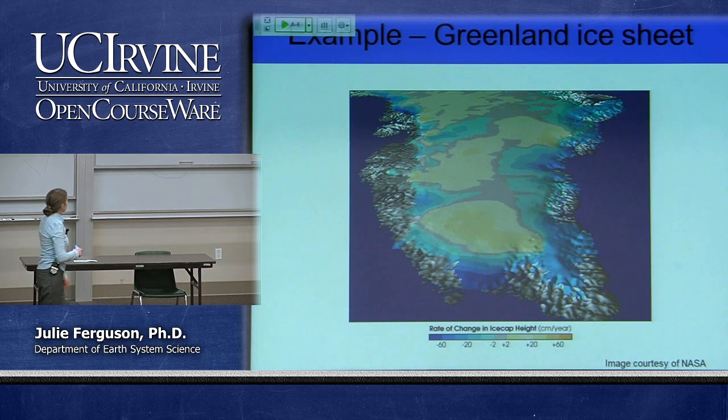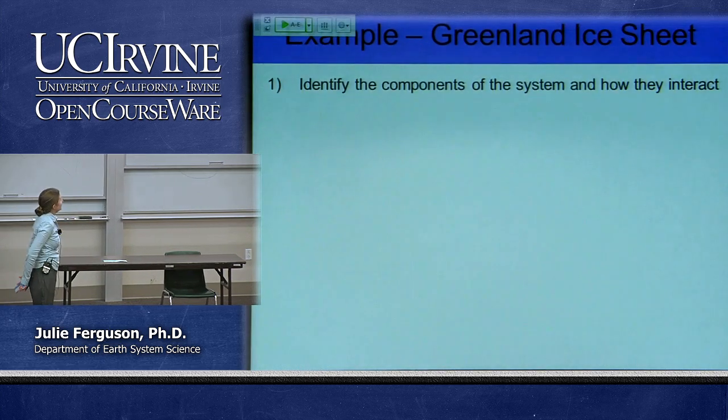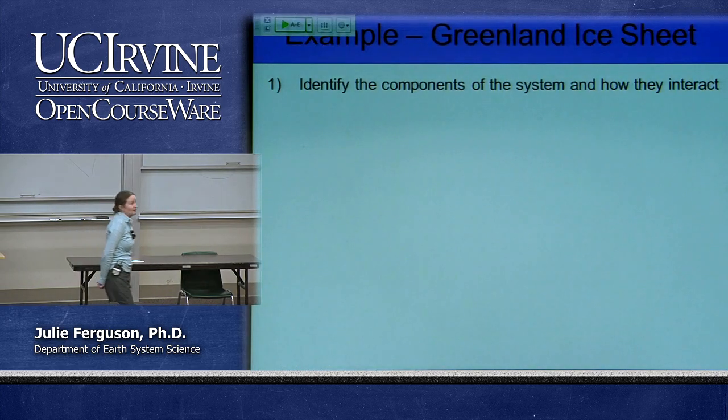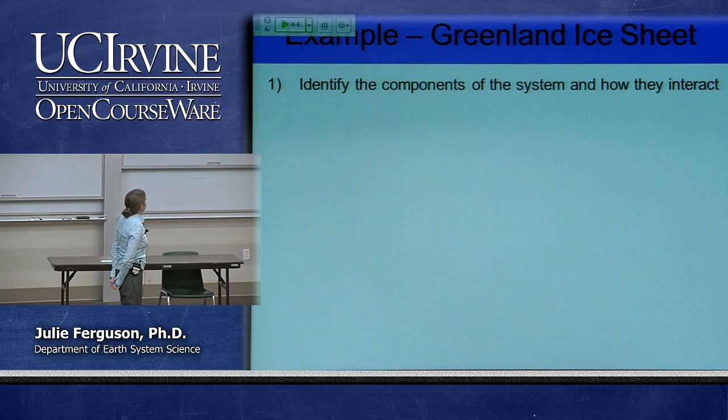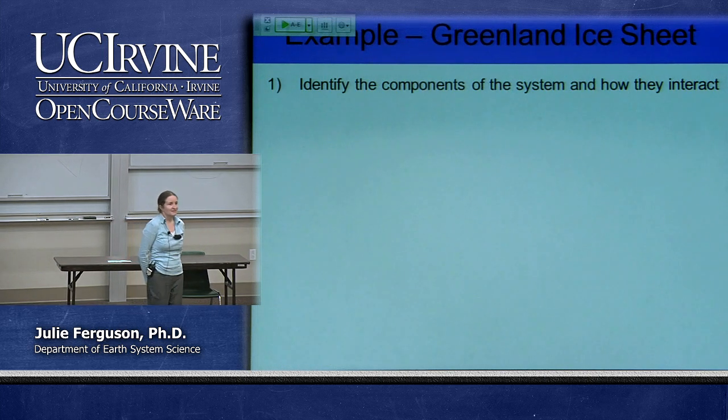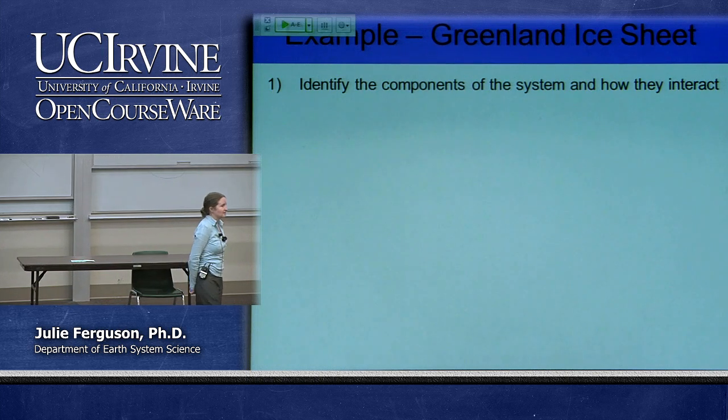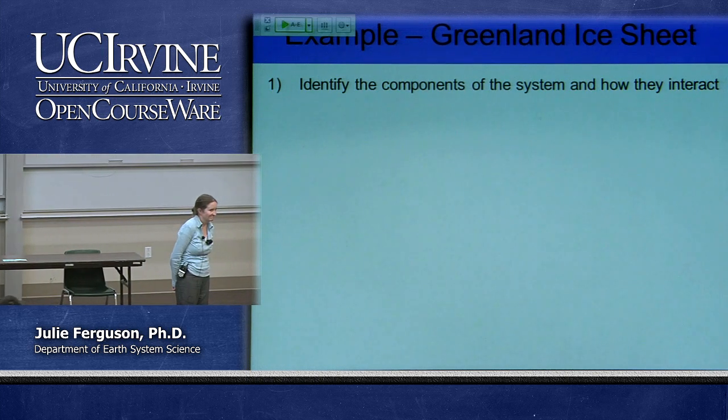Okay, so let's look at this more carefully. If we're going to study the Greenland ice sheet in those ways that we just talked about, then the first thing we have to do is identify the components of the system. So for the Greenland ice sheet, what is going to be my reservoir?